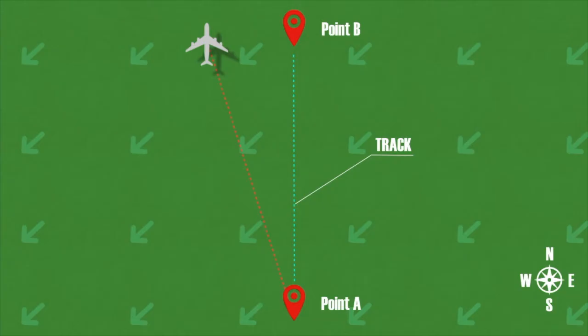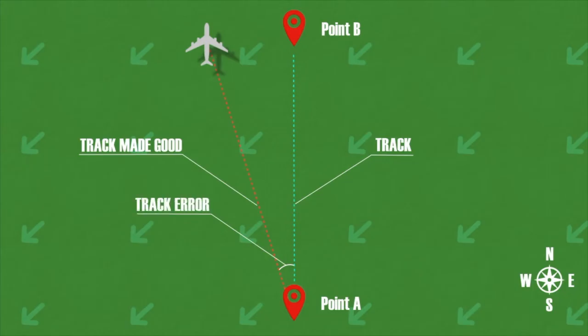The actual flight path the aeroplane makes is called track made good. The angle in between is called track error. And the consequence is some distance off track from your destination.